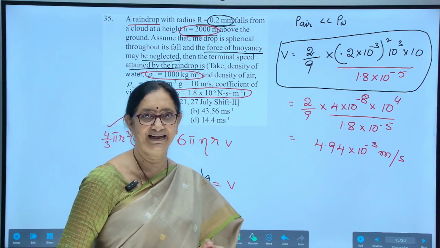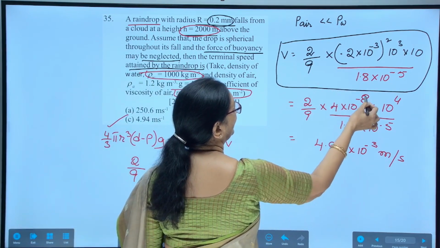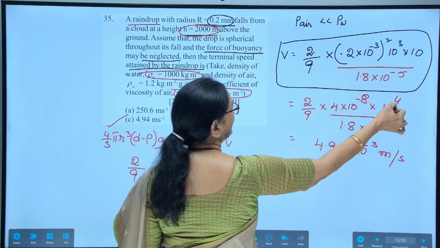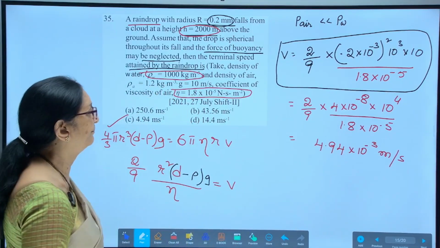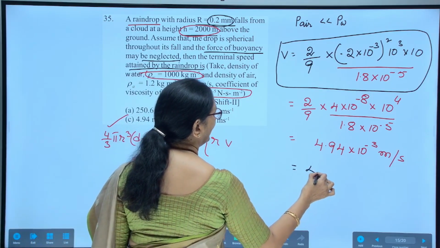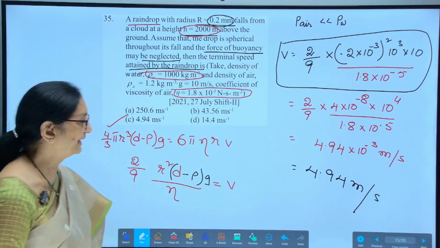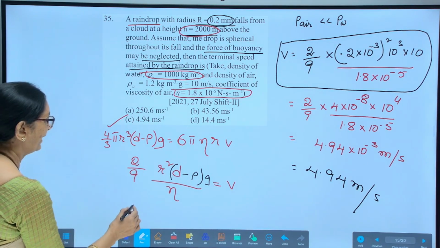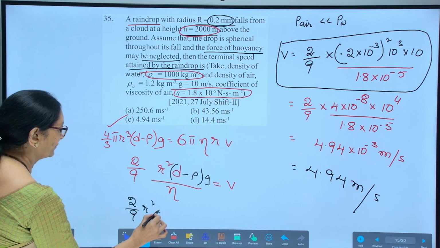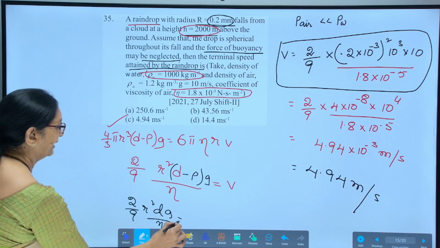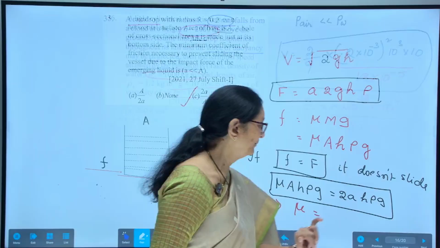10 power minus 3, that is 2 into 10 power minus 4, whole square. So, this is 4 into 10 power minus 8, density is 10 cube and g is 10, divided by eta, which is given as 1.8 into 10 power minus 5. On simplification, we got it as 4.94 meters per second. That is the answer. So, here if buoyancy is neglected, 2 by 9 r square dg by eta is the terminal velocity. We have just substituted the data given. Move on to the next problem.